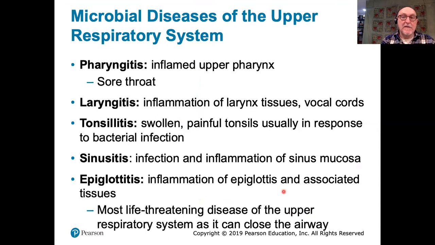That is usually associated with infection around the epiglottis as well, which has a special effect, which I'll describe in a minute in relationship to diphtheria.